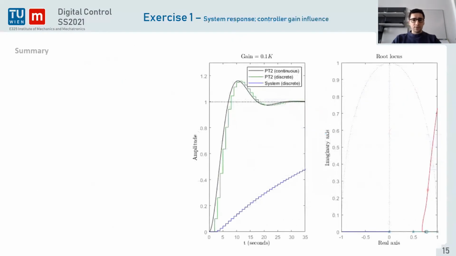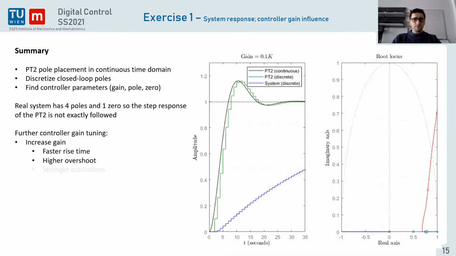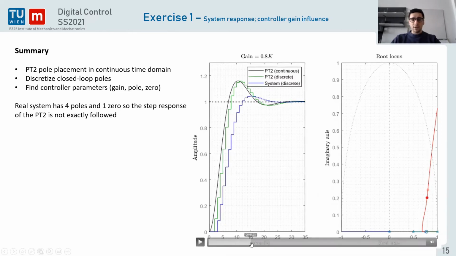Now let's go back to the last question. So a summary is, first we design a PT2 element to choose where the pole should be located to meet some physical specifications. Then we discretize these closed loop poles to find the PT2 in discrete time, and then we find the controller 0 and gain in this case because there was no pole. But if you have to design a controller with a pole that can be changed, then you also need to define the pole.